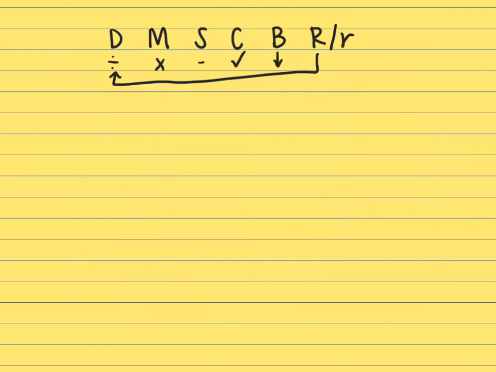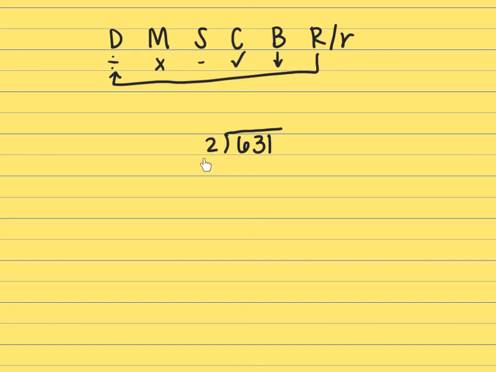All right, we're going to do one more example. We're going to do the problem 631 divided by 2. So I rewrote my steps at the top, and I need to go in order. So step 1 is divide. So I look at the first number and I divide it by 2.